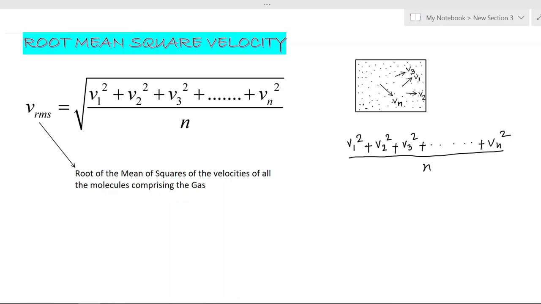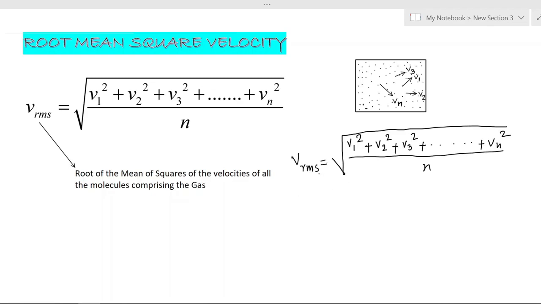Square root of the mean. So find the square root of the mean. That is the average of the squares. So this is ultimately giving you VRMS, the root mean square velocity.